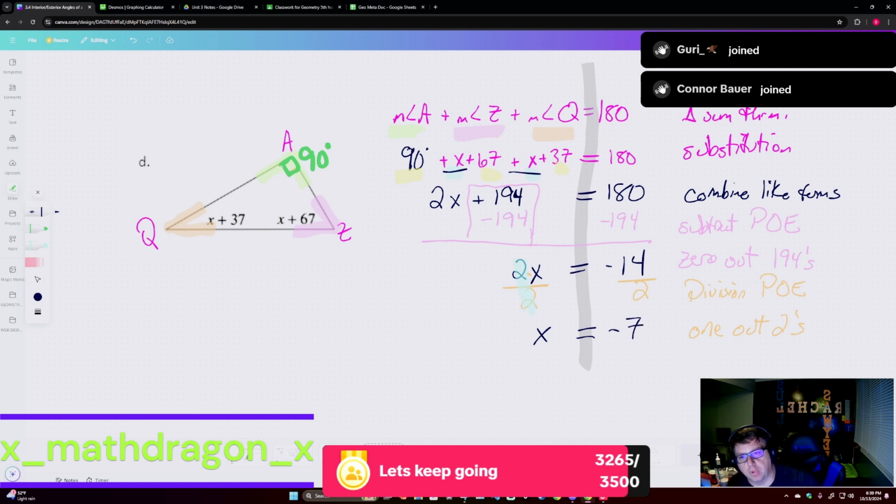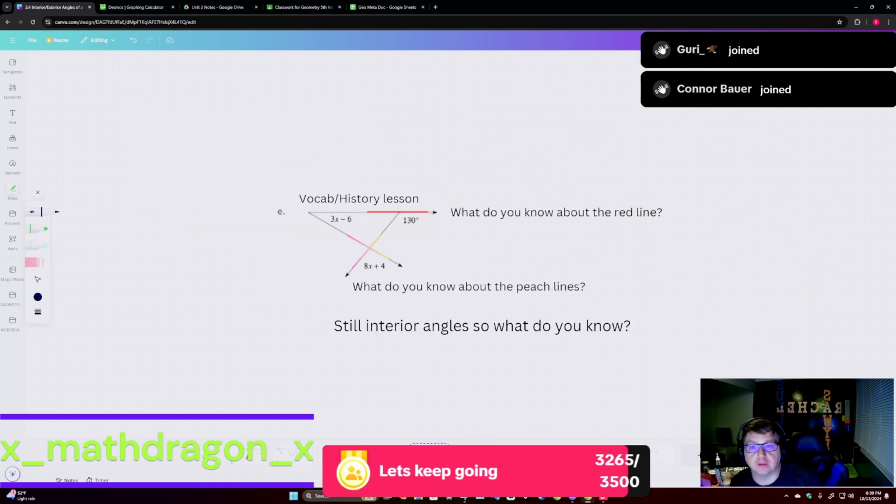Once again, we can plug that value back in, find out this angle is 30, this angle is 60, and 30, 60, 90 triangle is one of those special cases. We know it's 180. All right, so let's move on to the next task.